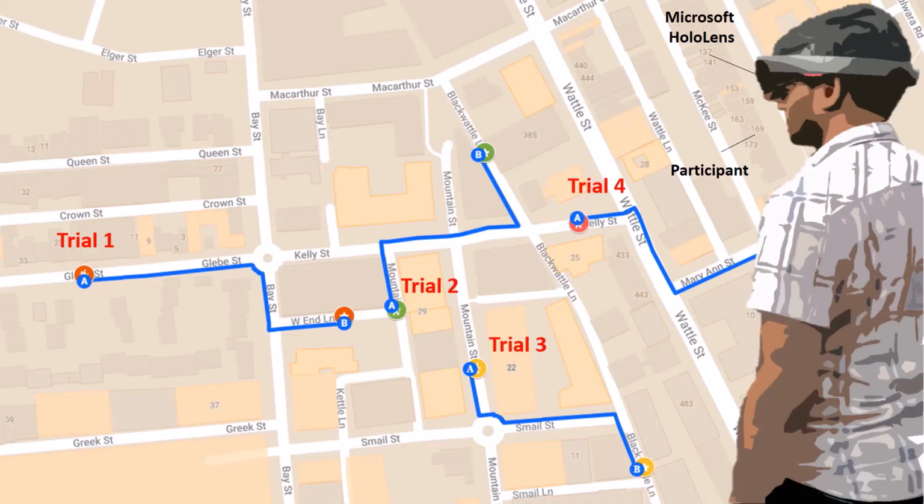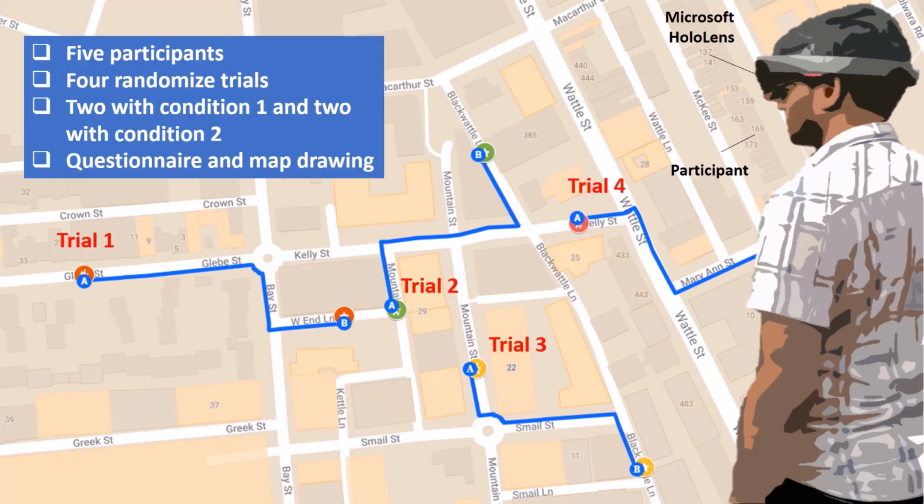In this experiment, we asked the participants to move around on four predefined paths using Microsoft HoloLens in a real-world environment. We asked 5 participants to do that. We had 4 randomized trials. There were 2 different conditions, which I'm going to show in the following slides. And in the end, we asked the participants to answer a questionnaire and also do map drawing.